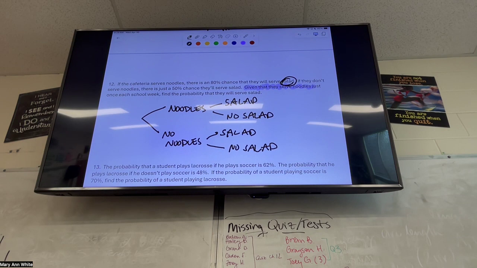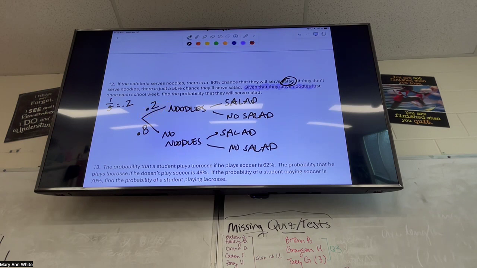Given they serve the noodles just once each school week, what's the probability they serve a salad? So what's my probability? Once every school week, so 1/5. What's that as a decimal? 0.2. So a 0.2 probability, or 20%, that we will get noodles. What's the probability we will not get noodles? 0.8, very good. 4/5.